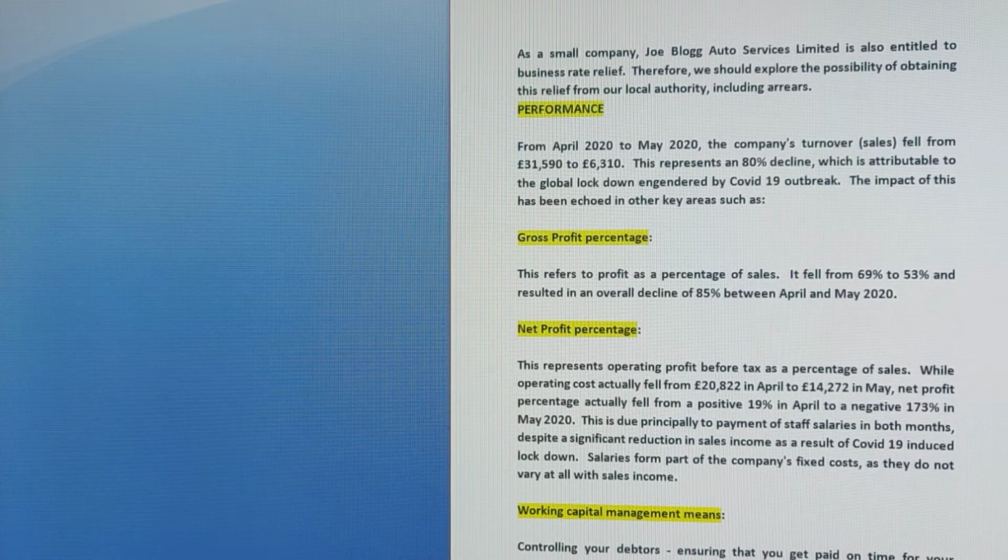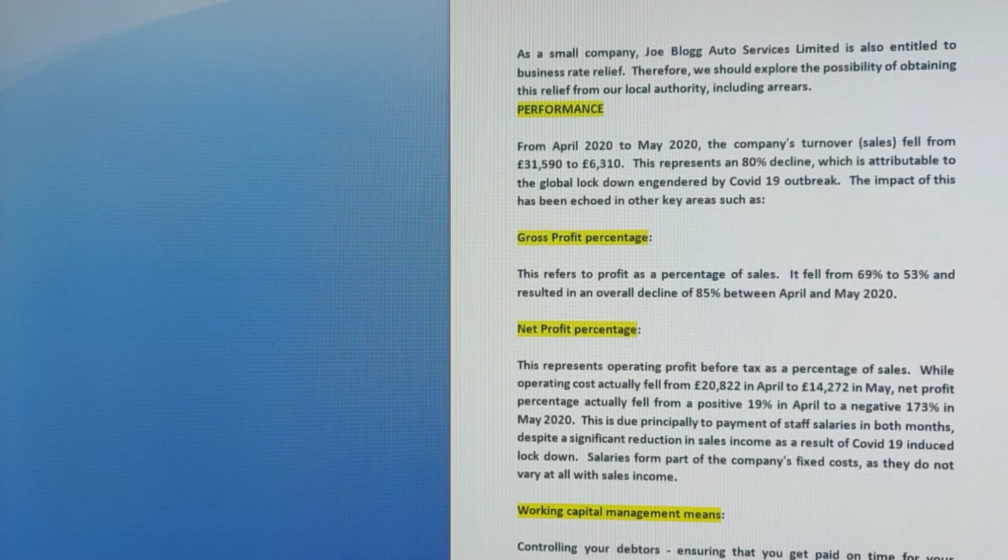While operating costs actually fell from 20,822 pounds in April to 14,000 in May, net profit percentage actually fell from a positive 19% in April to negative 173% in May. Now, operating costs, you would expect the decline in operating costs to result in a higher profit. But that has not happened between April and May, because the company is saddled with certain costs.